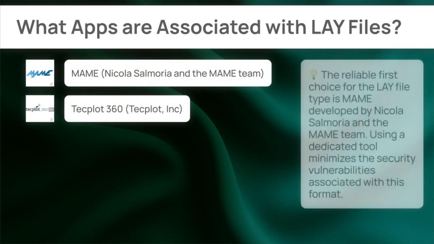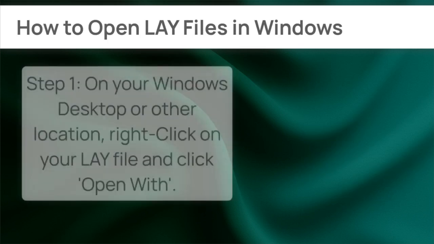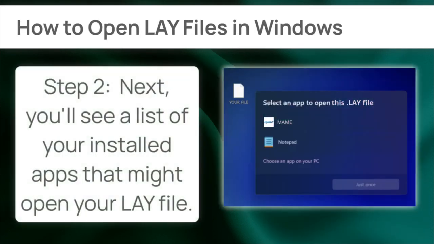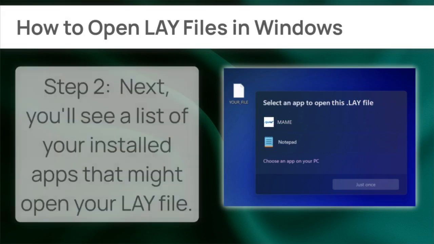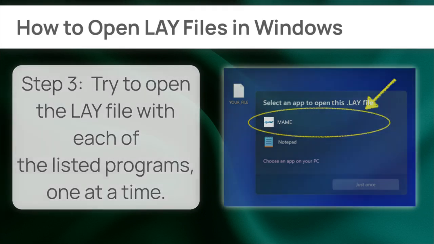Using a dedicated tool minimizes the security vulnerabilities associated with this format. Windows does not render full design fidelity, so professional editing requires layout software. To unlock the data, right-click the LAY file and select Open With. Test MAME if available. If it's absent, choose another program. We must determine which app can properly read the header.